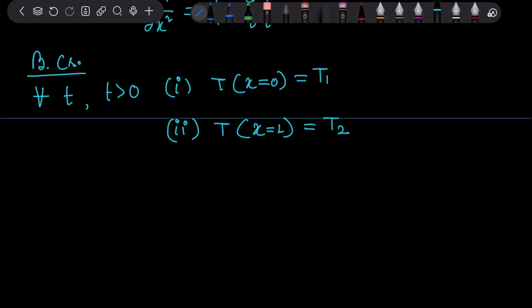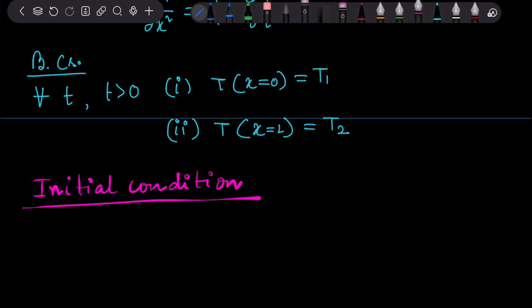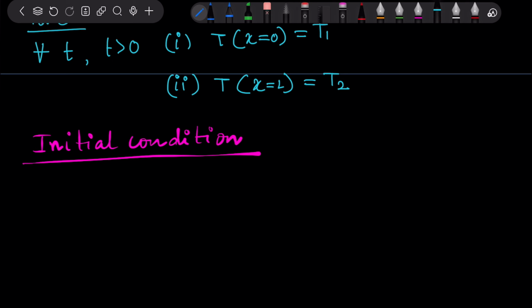So this is the boundary condition and this is the initial condition. This term is new for you. As the name suggests, it is the condition for the whole block at time t equal to 0, and that is why it is called the initial condition. It is the condition for the whole block at the initial time point from which you start observing the block. So the initial condition says at t equal to 0, for all x, T equal to Ti, T initial.